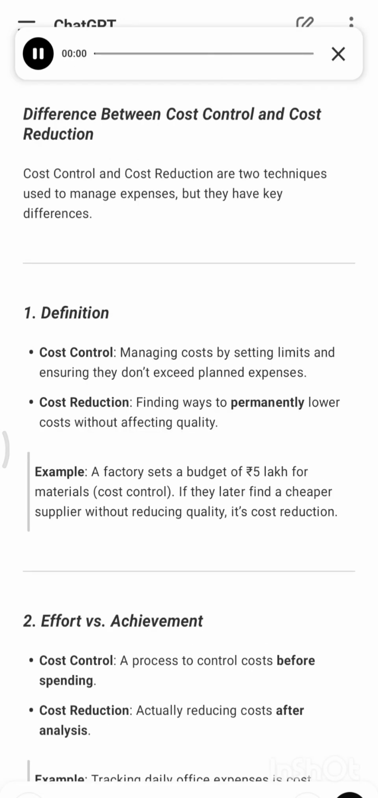Difference between cost control and cost reduction. Cost control and cost reduction are two techniques used to manage expenses, but they have key differences. 1. Definition. Cost control: managing costs by setting limits and ensuring they don't exceed planned expenses. Cost reduction: finding ways to permanently lower costs without affecting quality.